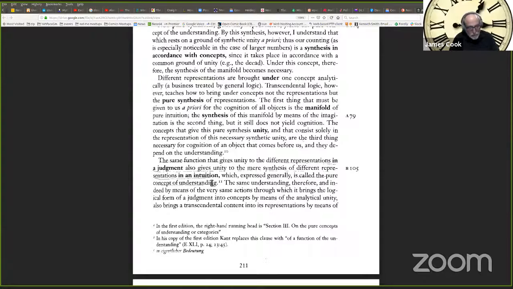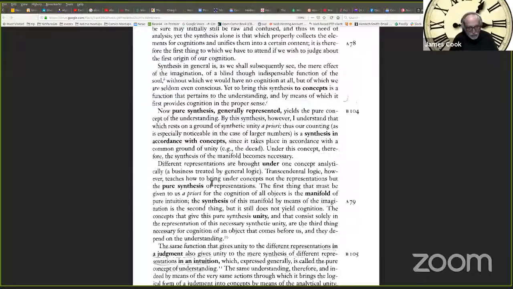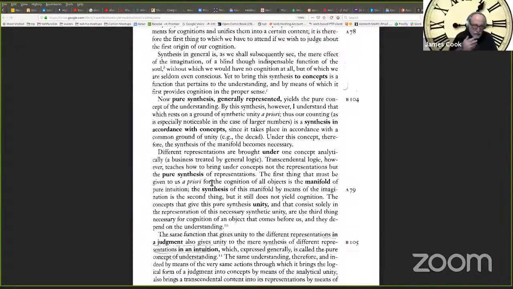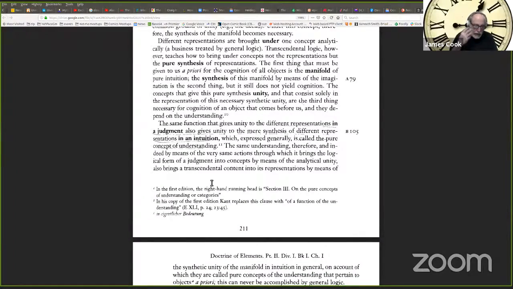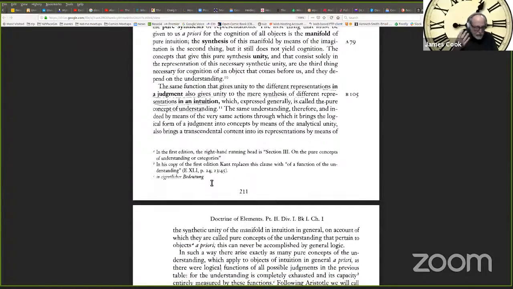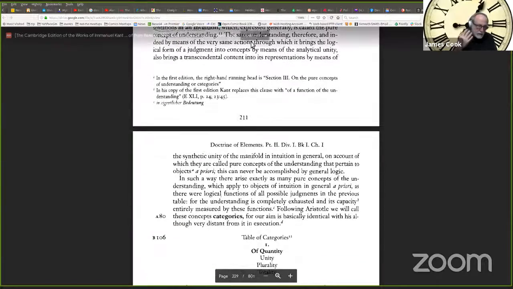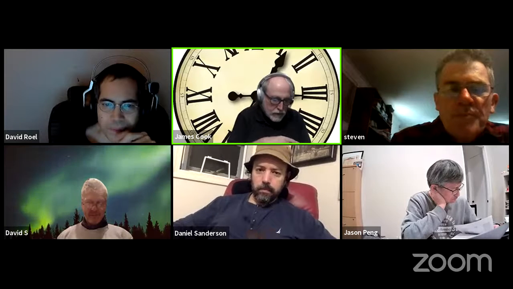They go quantity of judgments: universal, particular, singular. Then quality of judgments: affirmative, negative, infinite. Then relation, and these are almost like logical classes: categorical, hypothetical, and disjunctive. And then the fourth one is not actually a class of logic. It's called modality, and it means problematic, assertoric, and apodictic, and it gives further definitions of those.